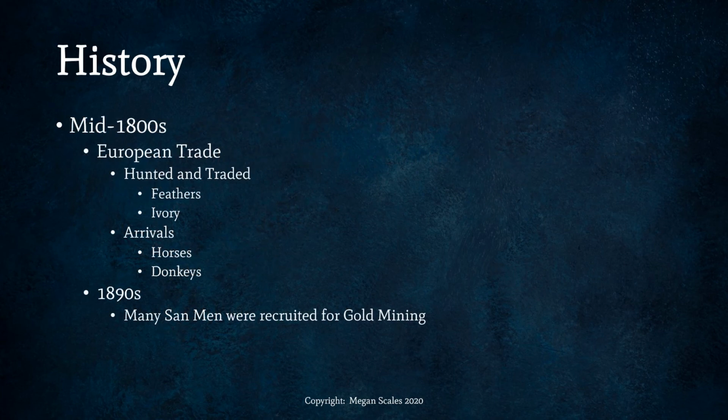By the mid-1800s, they interacted with European trading systems. So they would have hunted and traded for feathers and ivory, and they would have received new arrivals like horses and donkeys. By the 1890s, many San men were recruited for gold mining.